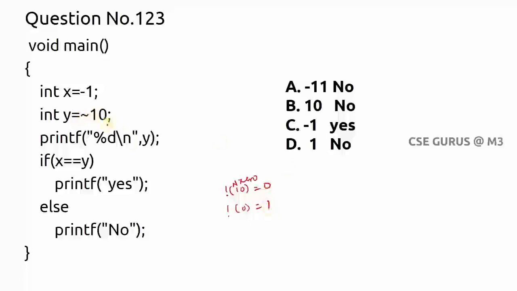But what is this tilde or negation operation? Tilde or negation means the opposite number. What is the opposite number of 10? Is it minus 10? No. It is minus 11 actually.